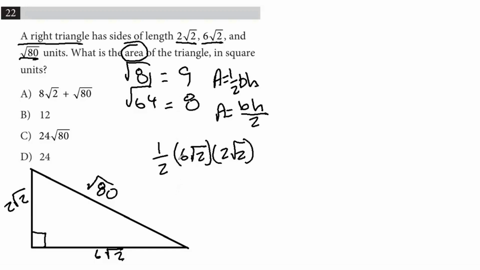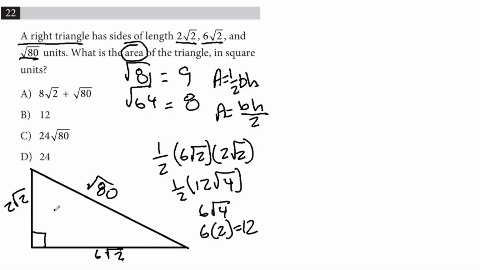So I'm going to actually start with this. 6 times 2, that's going to give me 12. And square root of 2 times square root of 2 will give me square root of 4. And that'll be times by half. Half times the 12 will give me 6 times square root of 4. And then the square root of 4 is going to equal 2. So this is really just going to be 6 times 2, and that's just going to give me 12. So therefore, the area of this would have to be 12.